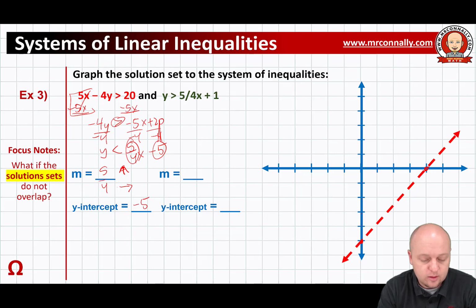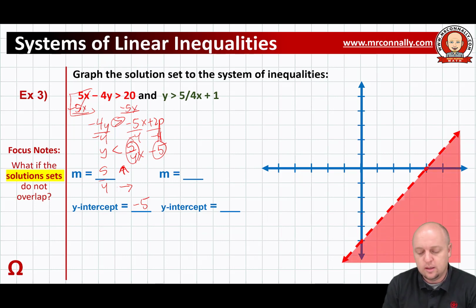And now we'll graph the solution set. Since it says less than, we're going to shade below the line. There we go. It's going to look something like that. And now let's draw the next line, and what do we notice? We've got a slope of 5/4 also. Okay, what does that mean when they have the same slope? Yeah, it means the lines are going to be parallel.